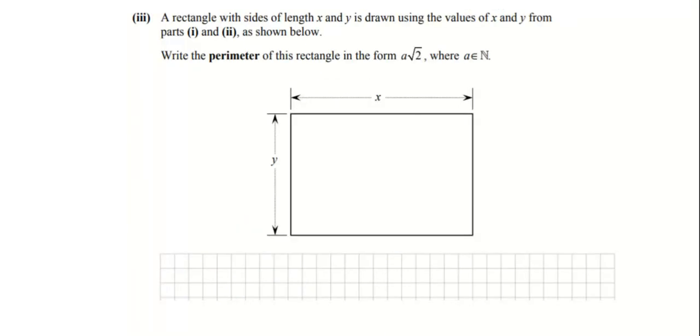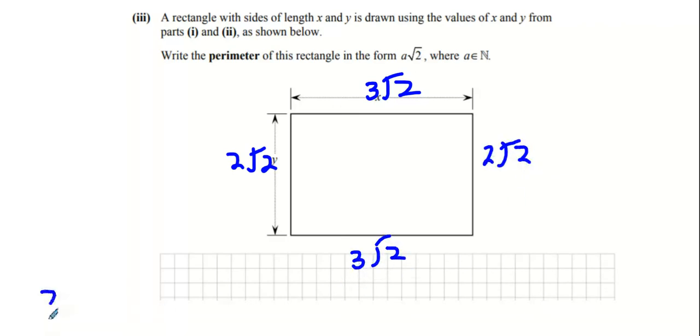Move on. The rectangle with lengths x and y is drawn using the values of x and y as shown. So y was 2 root 2 and x was 3 root 2. Find the perimeter of this rectangle in surd form. So the perimeter is just adding all the sides together. So this should be quite easy.